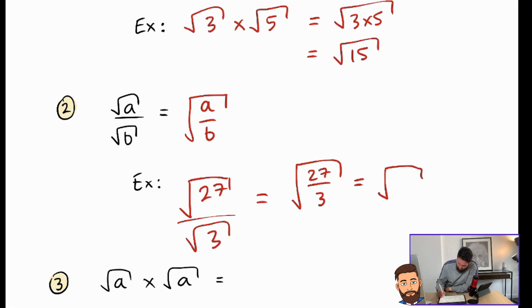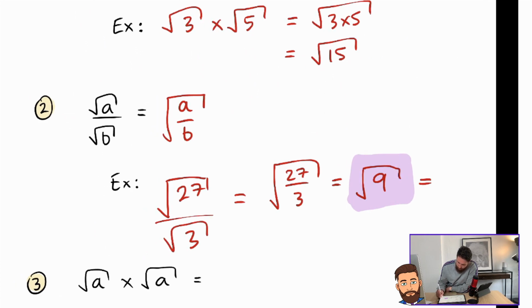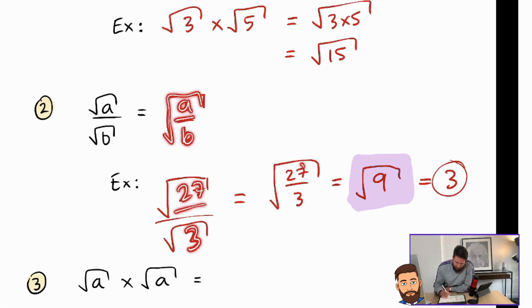of 9. And this is quite interesting because we know square roots have special relationships with square numbers. 9 is a square number. The square root of 9 is simply 3. So the answer to that question would just be 3. Using that law that we can divide them inside, 27 divided by 3 is 9. The square root of 9 is 3.